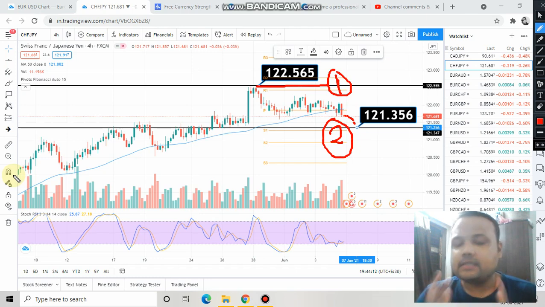So let's see how the market opens on Monday. In case it takes support and bounces, well and good, you can go for a small profit or big profit.